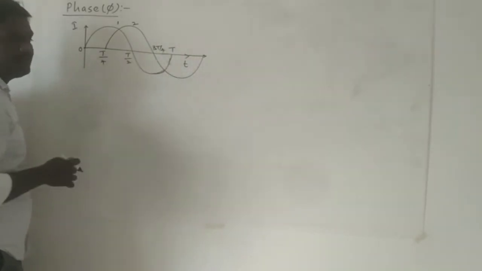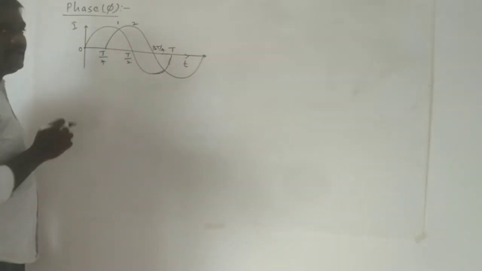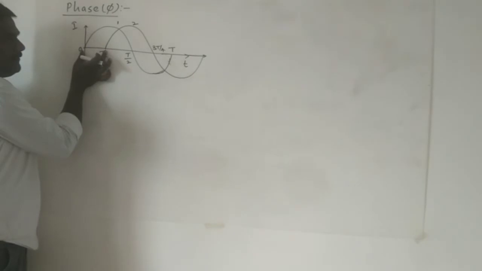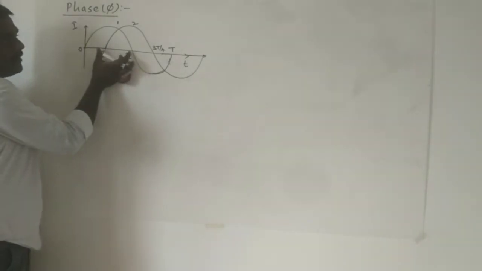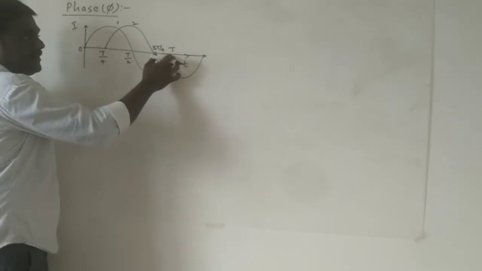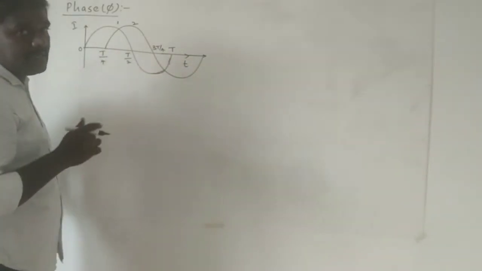These are the basics I have taken from waves. I am just repeating, no need to get confused. So in the first quarter, the time taken by the first wave is T by 4 seconds. To complete the half wave, T by 2. To complete three quarters, 3T by 4. To complete the wave, meaning one cycle, the time taken is T.